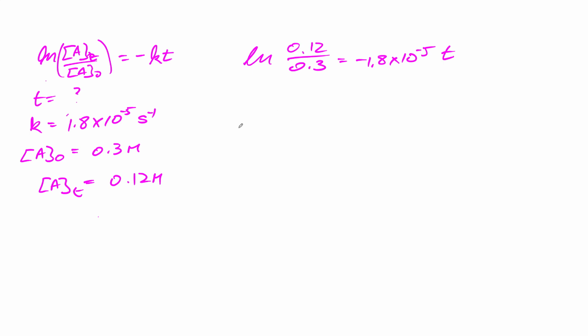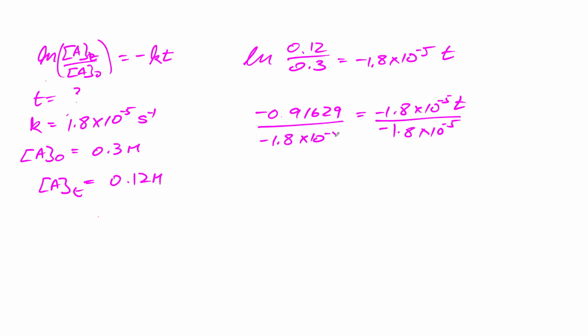Again, there's a couple of ways to solve this. Let's go ahead and do the logarithm first. So the natural log of 0.12 divided by 0.3 is going to give me a number of minus 0.91629, and that's equal to minus 1.8 times 10 to the minus 5th t. Divide both sides by minus 1.8 times 10 to the minus 5th, and then we're going to get seconds by itself.